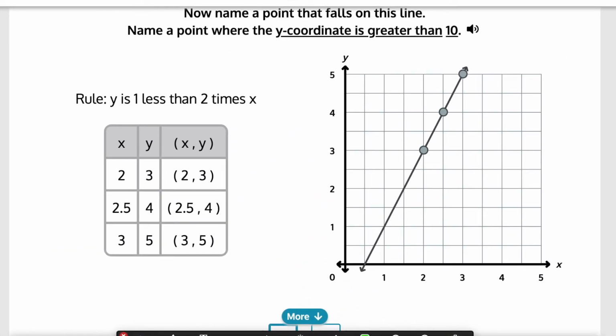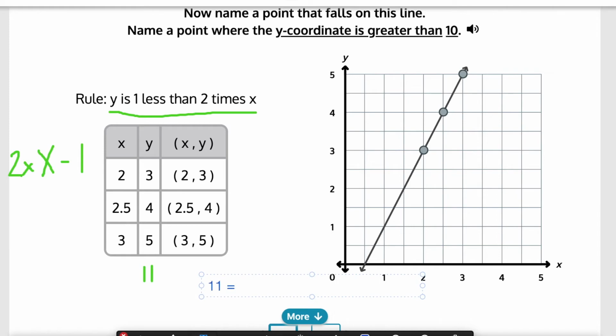Okay, this is asking us to name a point where the y-coordinate is greater than 10. And we know that the rule is y is 1 less than 2 times x. So in order to do this, I'm going to kind of go backwards. So I'm going to first choose a y-coordinate that's greater than 10. Let's just try 11. And then we kind of have to do this rule backwards. So when we were finding the y-coordinate, we did 2 times x minus 1. I'm going to go in reverse.